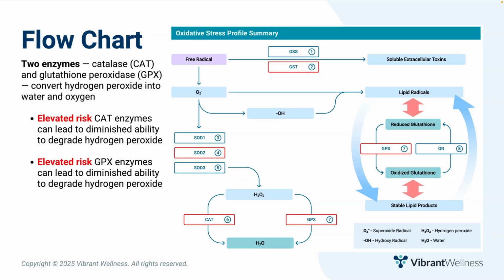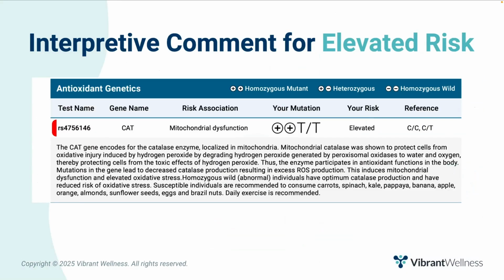Meanwhile, excess hydrogen peroxide is bad, which is why we have two enzymes, catalase and glutathione peroxidase, capable of converting hydrogen peroxide into water. Unfortunately, elevated risk variants for catalase and glutathione peroxidase can slow conversion, resulting in high levels of hydrogen peroxide and increased oxidative damage. For the sake of time, I won't explain all 20 elevated risk enzymes, but I will remind you that interpretive comments populate for all elevated risk SNPs, explaining the risk associated with each.